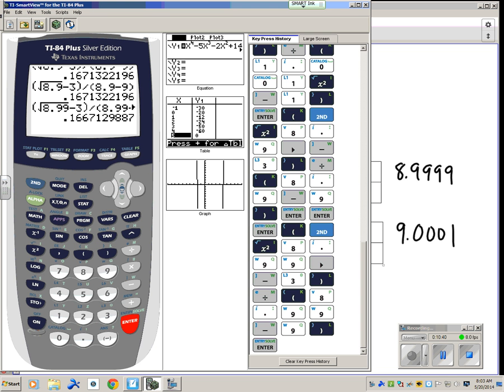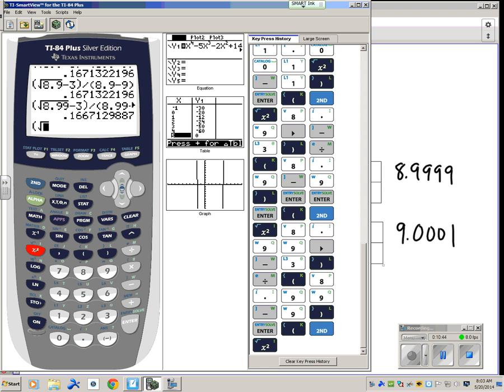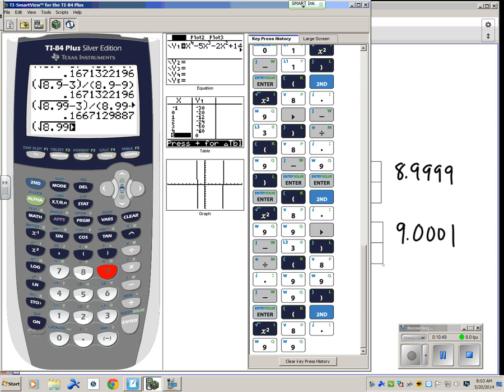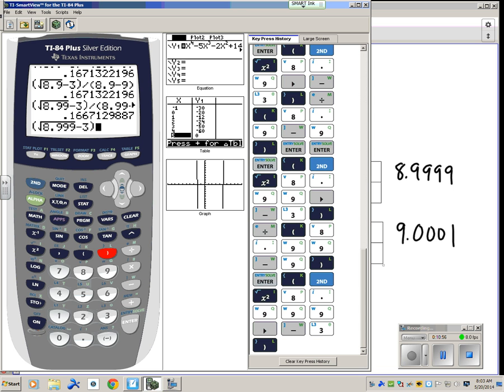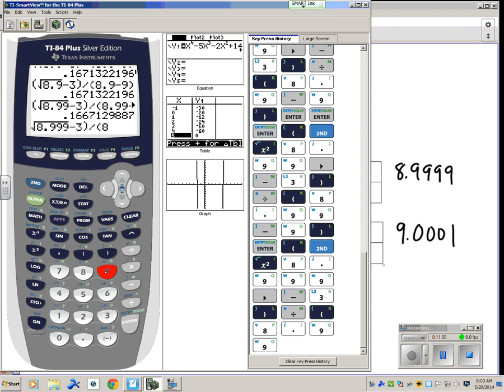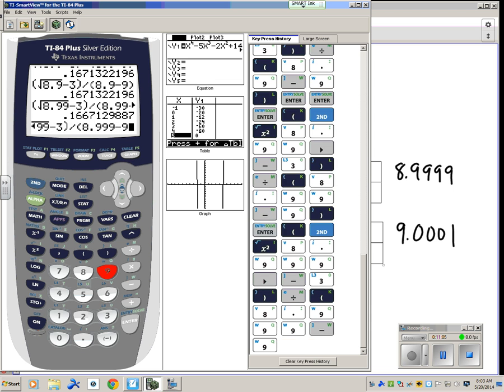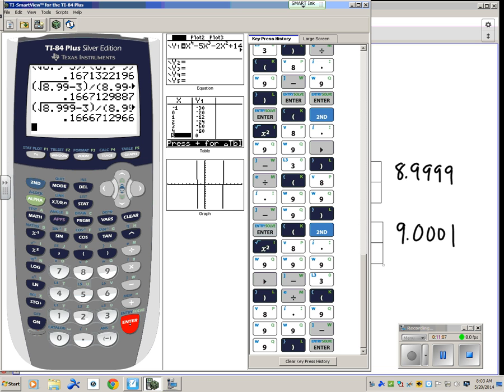So now let's do one more time. Square root of 8.999, right arrow, minus 3, end parenthesis, divided by parenthesis, 8.999 minus 9, equals 0.1667.